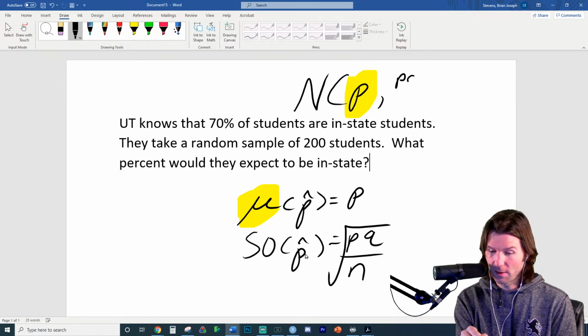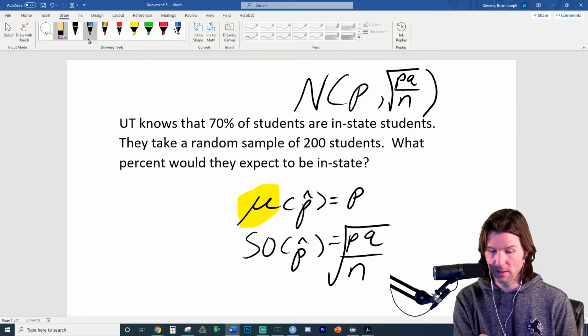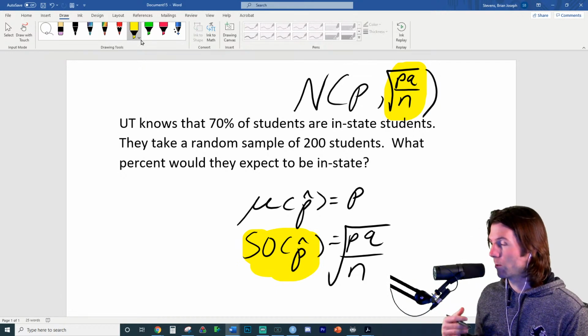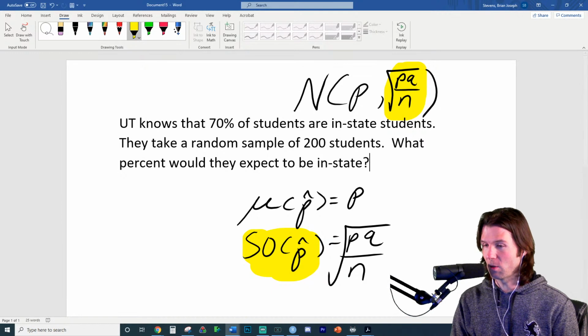It's the square root of P times Q over N. That's where the standard deviation is. And just look at the spot it's in. When you see this, the standard deviation is right here. So when we're drawing this out, we're saying it'll be normally distributed with a mean of p and a standard deviation of the square root of p times q over n.